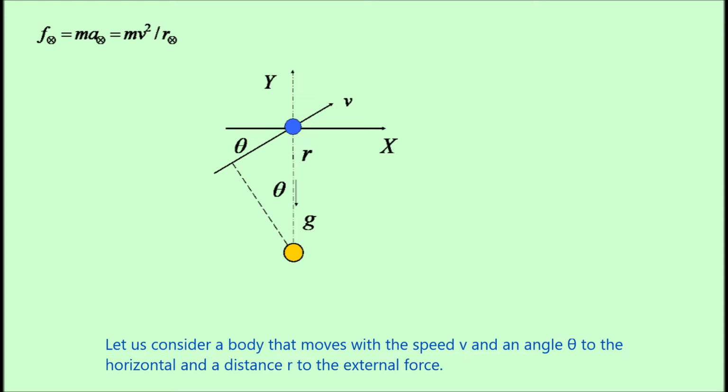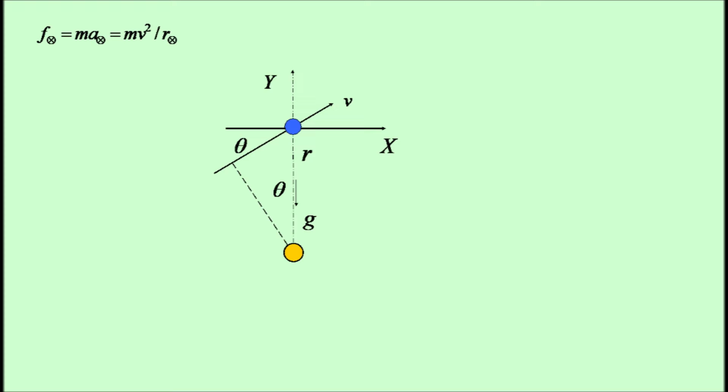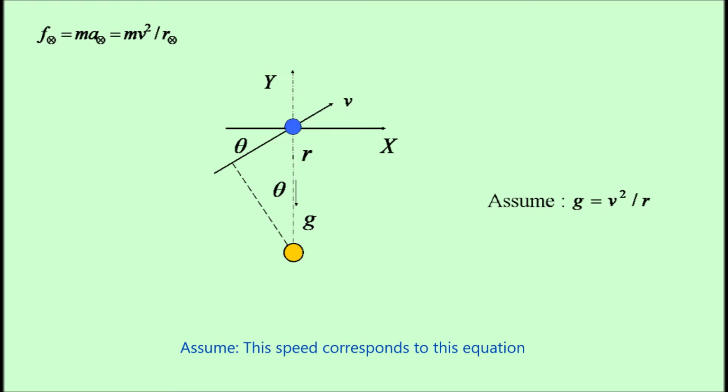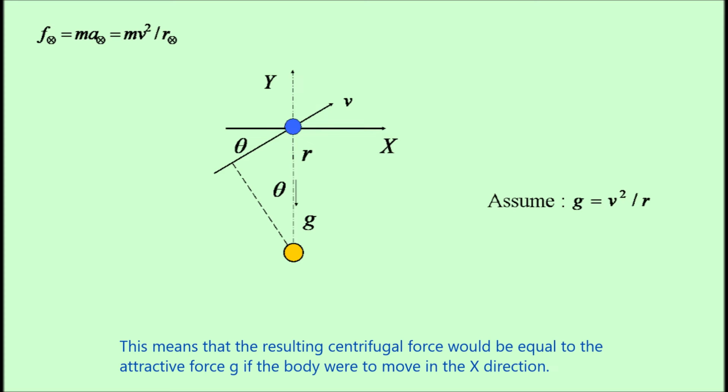Let us consider a body that moves with the speed v and an angle theta to the horizontal and a distance r to the external force. Assume this speed corresponds to this equation. This means that the resulting centrifugal force would be equal to the attractive force G if the body were to move in the x direction.